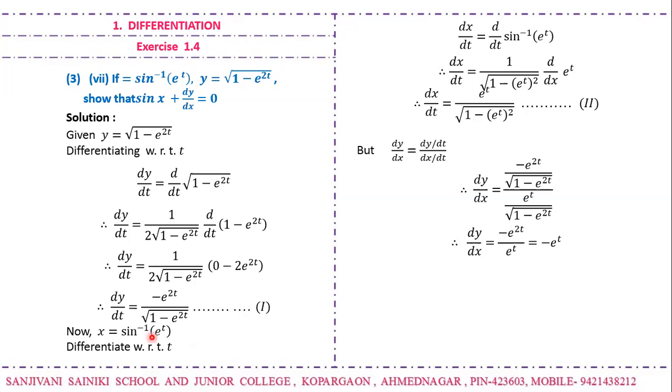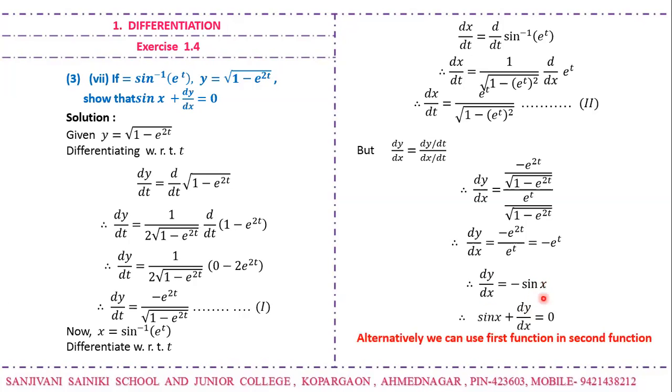But what is x? x is equal to sin inverse of e raised to t. So e raised to t is sin x. So we will put this value here. dy by dx is minus sin x. So sin x plus dy by dx is equal to 0.